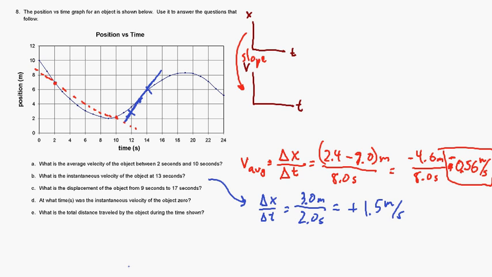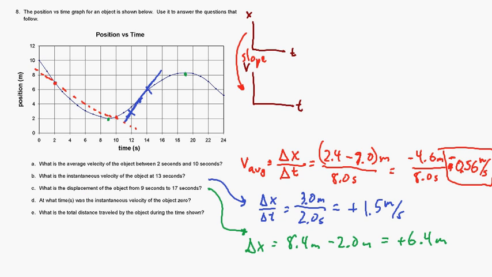Okay, the displacement from 9 seconds to 17 seconds, part C. You start here at 9 seconds with a 2 meter position, and at 17 seconds you end up right up there, which I would call like 8.4. So for C, displacement is final position, 8.4 meters, minus initial position, which was 2.0 meters, which is about 6.4 meters.